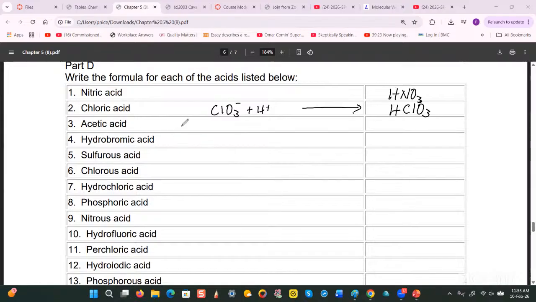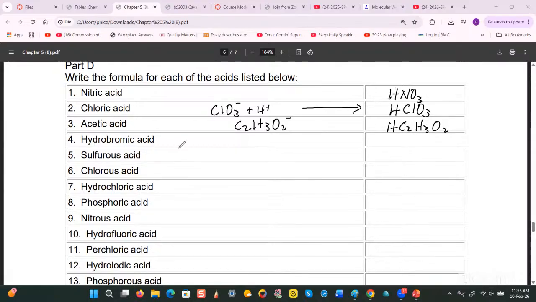Acetic acid. So you have to look in the table for the acetate ion. So what's the formula for the acetate ion? C2H3O2 minus. So therefore the formula for acetic acid is HC2H3O2. Very good.